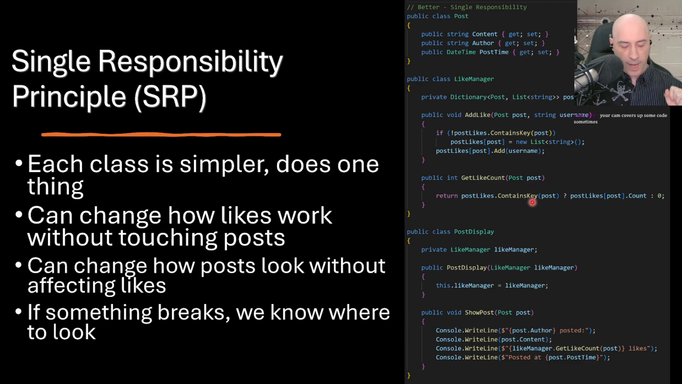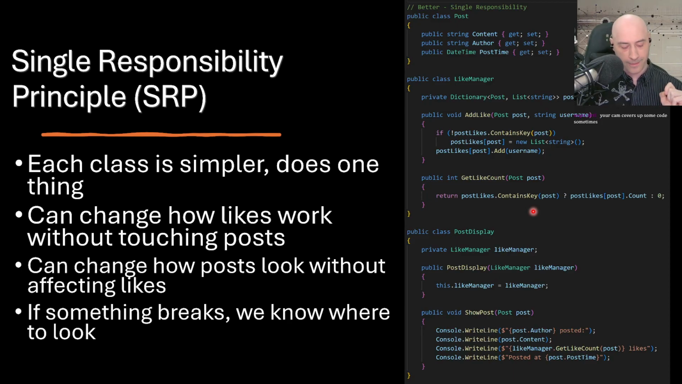And we have a class for how a post is displayed, which does use a like manager to show how it's displayed, and also uses the author and content. So it uses the other classes, but it does not require any changes based on them. It takes in a like manager and it takes in the post, but does not change based on this. So each separation makes our code better because each class is simpler and does one thing and it does it well. We can change how likes work without touching post content. We can change how posts look without affecting likes or content. And if something breaks, we know where to look.